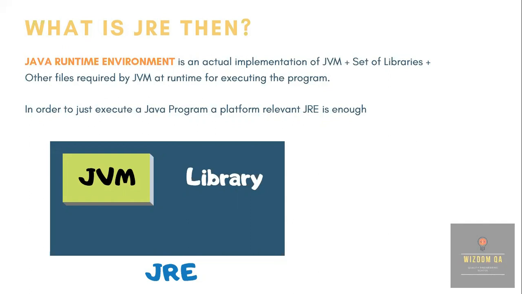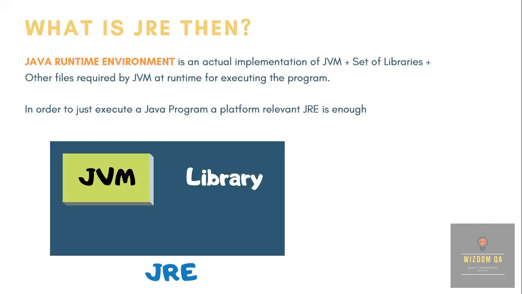Libraries like, you know, different kinds of libraries, like compilers. Javac is a compiler, right? So these kinds of libraries are a part of JRE. I'm going to show you this information clearly once I install it, right? So in order to execute a Java program, a platform-relevant JRE is enough. Okay, what I mean by that, I'm just coming to that point.